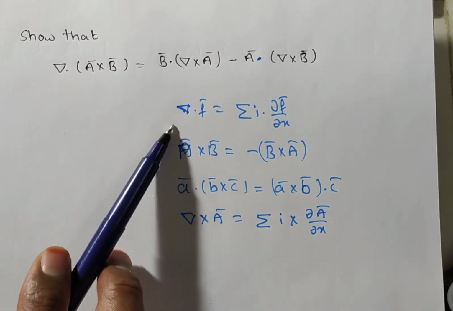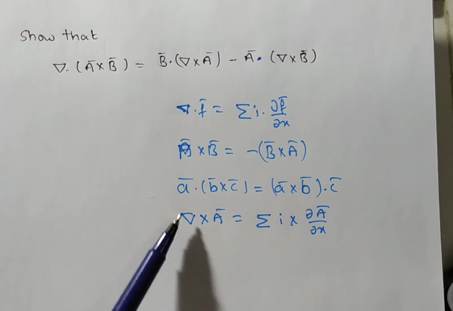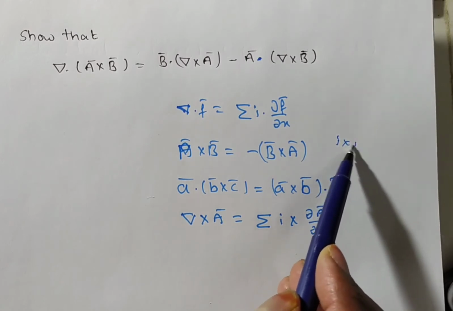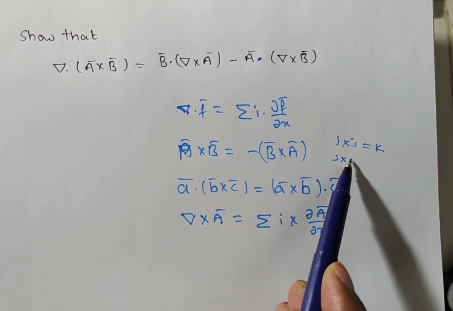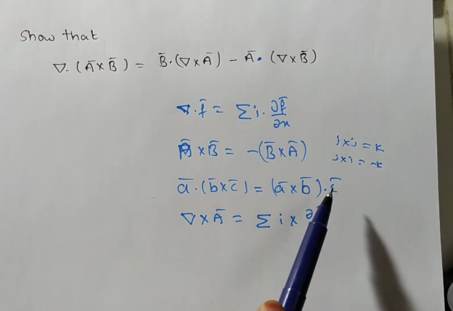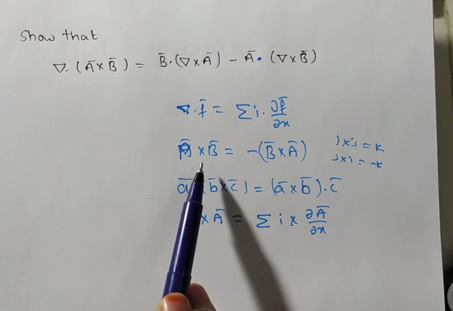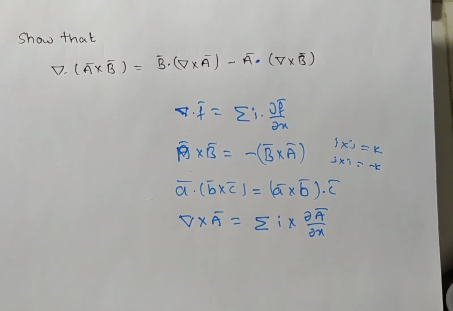Of course, this is a dot product, that is nothing but divergence. This is a cross product, so curl. These two you know very well. And if i cross j is nothing but k, suppose j cross i, what will you have? Minus k. So if you change the rotation of the vector, then you will get a negative sign. Yes or no? Now we will solve step by step.